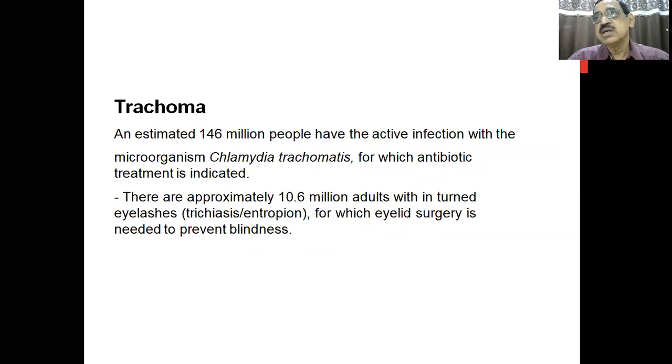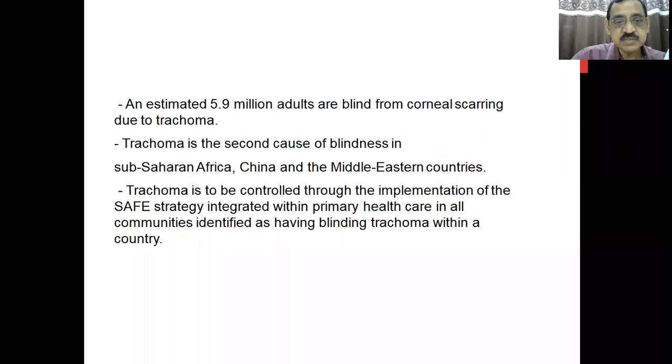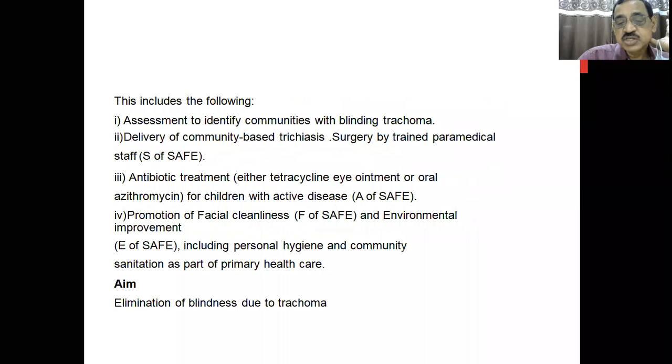Otherwise, these inturned lashes may rub on the cornea and cause scarring, and as a result they end in corneal blindness, necessitating a keratoplasty. So an estimated 5.9 million adults are blind from corneal scarring due to trachoma. Trachoma is the second cause of blindness in sub-Saharan Africa, China, and Middle Eastern countries. Trachoma is to be controlled through implementation of the SAFE strategy, integrated with primary health care in all communities having trachoma within a country.